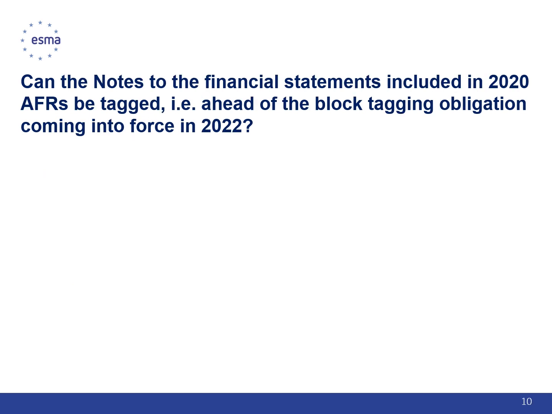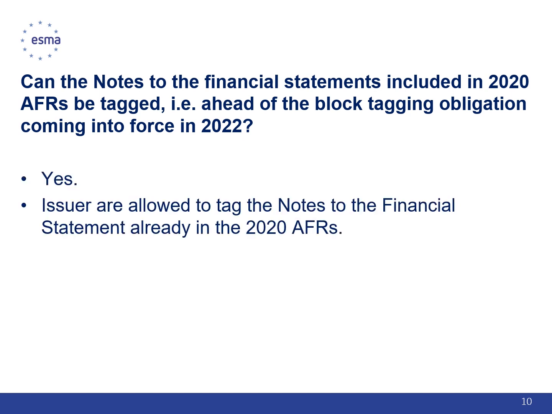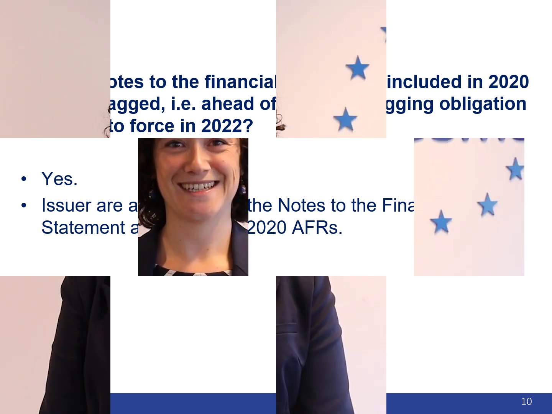Can the notes to the financial statements included in 2020 annual financial reports be tagged, that is, ahead of the block tagging obligation coming into force in 2022? Yes, issuers can tag more than what is required as a minimum by the ESEF Regulation. They are therefore allowed to tag the notes to the financial statements already in the 2020 annual financial reports using either block tags or detail tags.